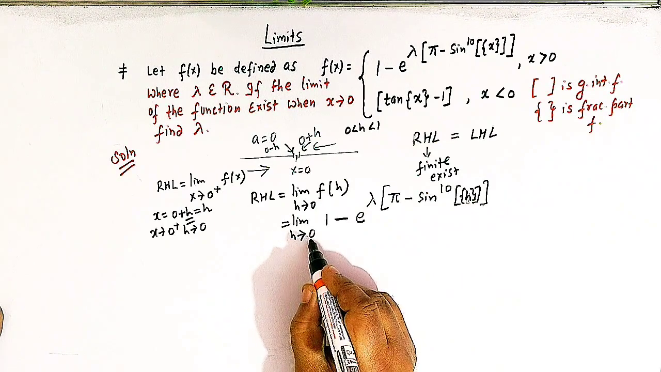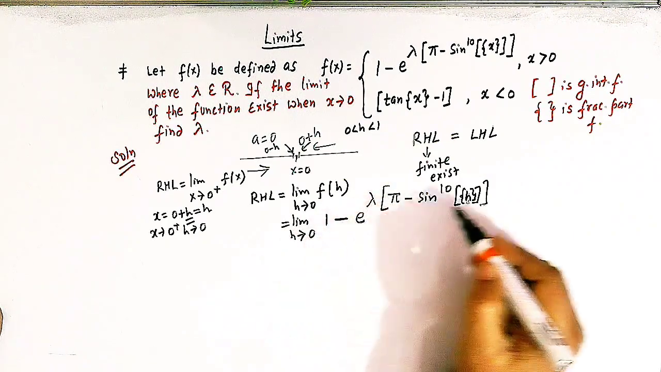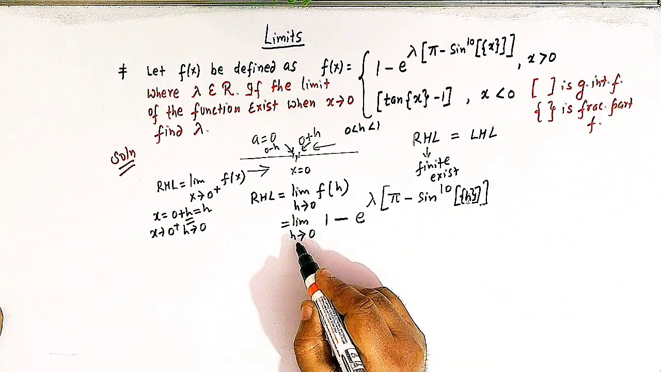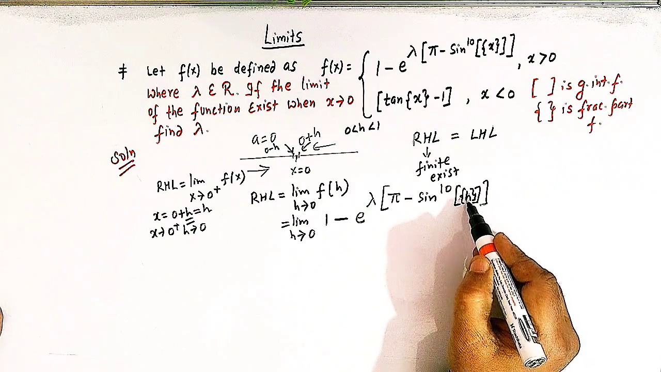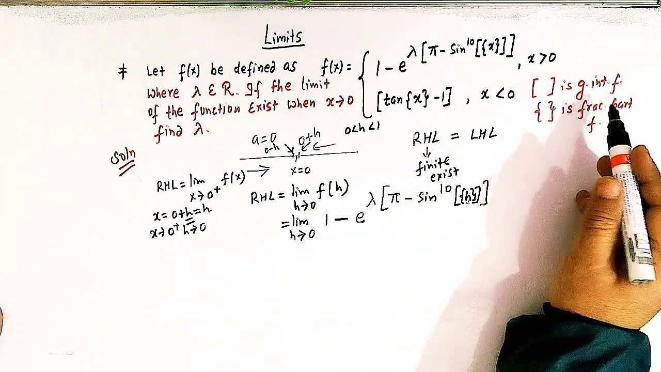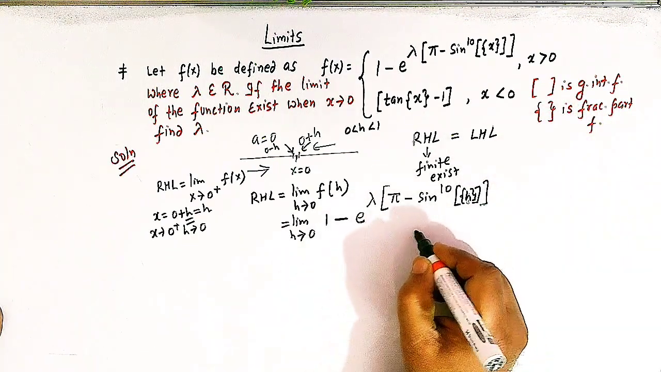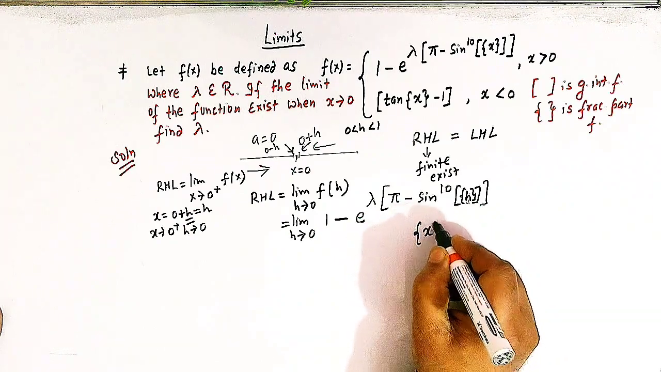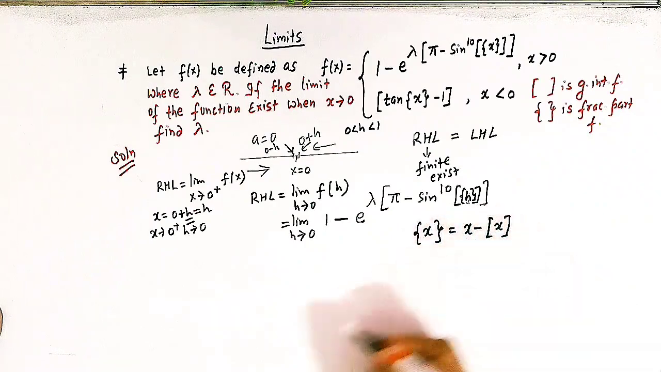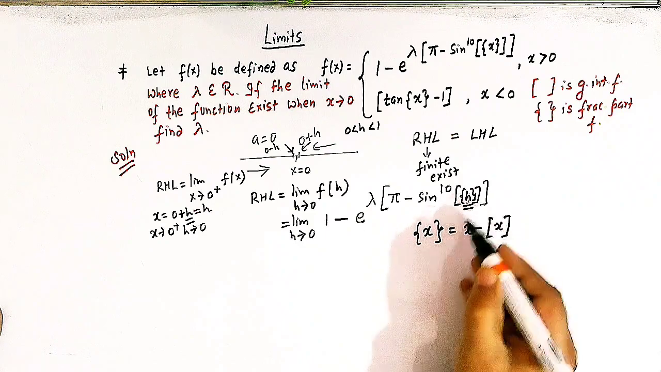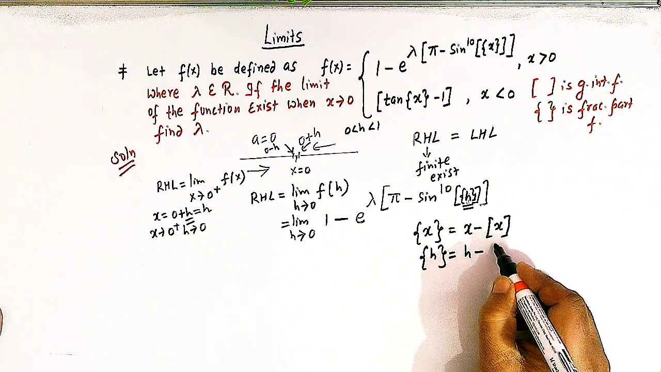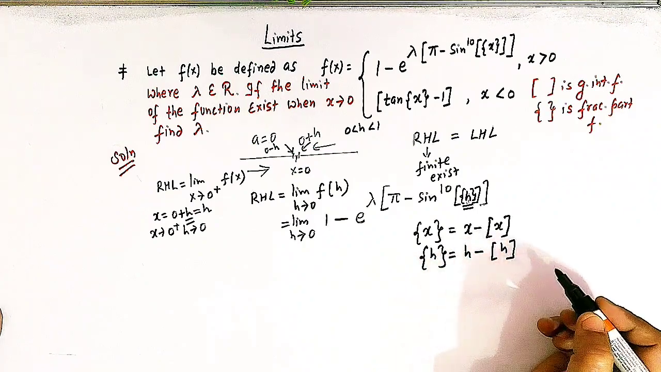So here we have h tends to 0, right? And whenever we have functions like greatest integer function and fractional part function, we cannot directly write h is equal to 0 over here. So we'll make use of the definition of greatest integer function and fractional part function. So we know that the fractional part of x is defined as x minus greatest integer of x. So here we have fractional part of h. So fractional part of h can be written as h minus greatest integer of h, right?